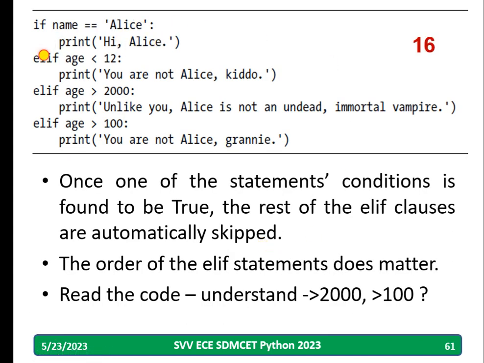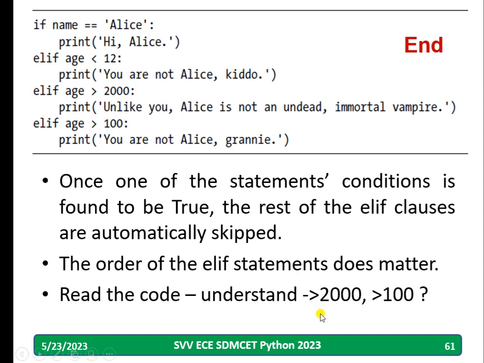You can use many elif. And remember these three lines. Once one of the statements' condition is found to be true, the rest of the elif clauses are automatically skipped. If this becomes true, these two will not be checked. The order of the elif statements does matter. It's very important. I want you to read these three lines twice or thrice. Understand these two. Read the code given in the next slide.